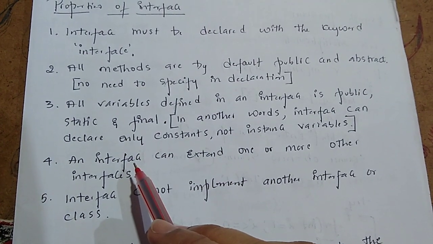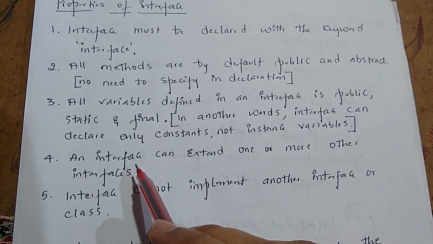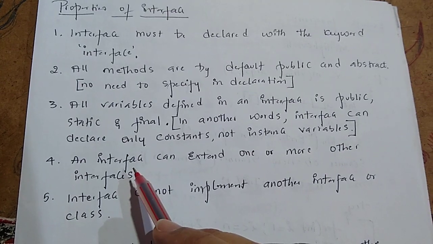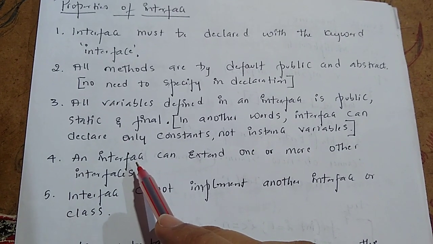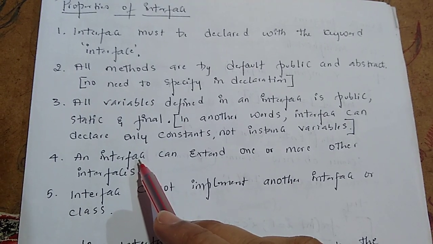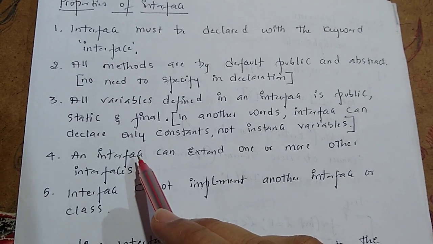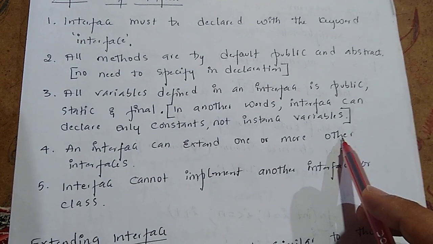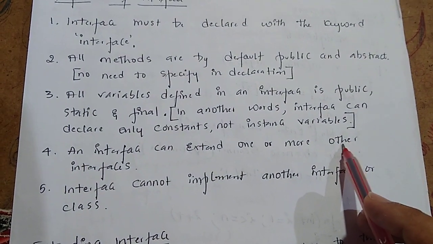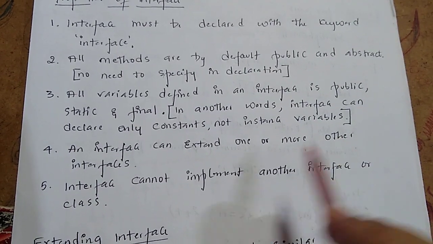Okay, so an interface can extend one or more interfaces. That means I can use the keyword extends. Extends means the inheritance property. So the meaning is that interfaces support multiple inheritance. An interface can extend one or more other interfaces, which means it supports multiple inheritance, whereas a class will not support this.